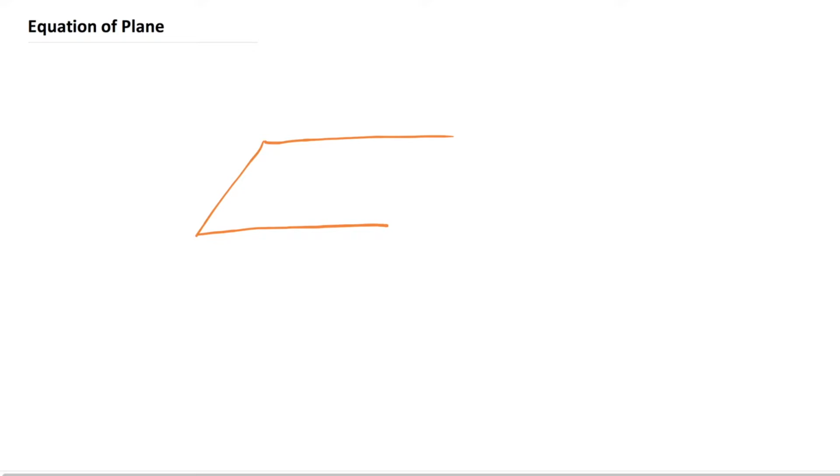So shifting gears a bit, let's try to find an equation of a plane in R3. Let's say this is my plane in R3. And let's say there is a vector n, which is given by (a, b, c), and this vector is normal, or perpendicular, to the plane. All right, so this n vector is normal to this plane.